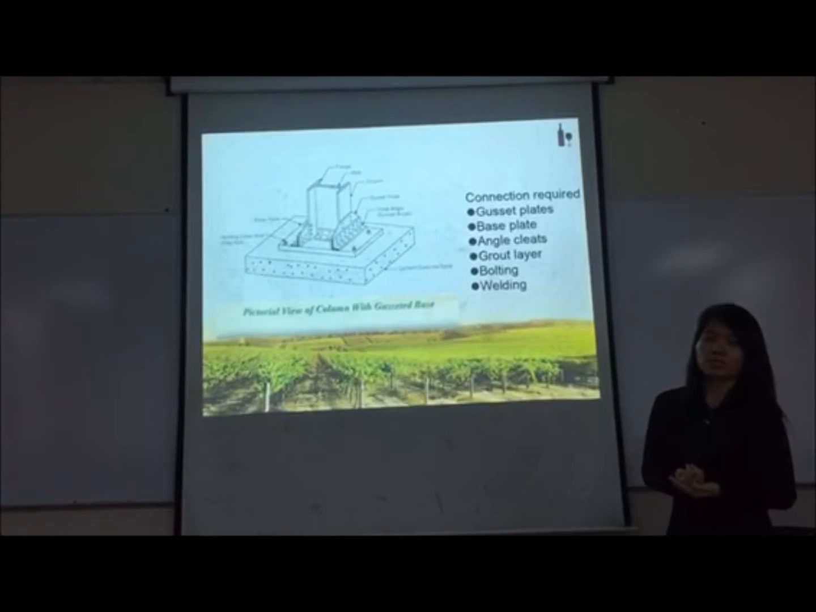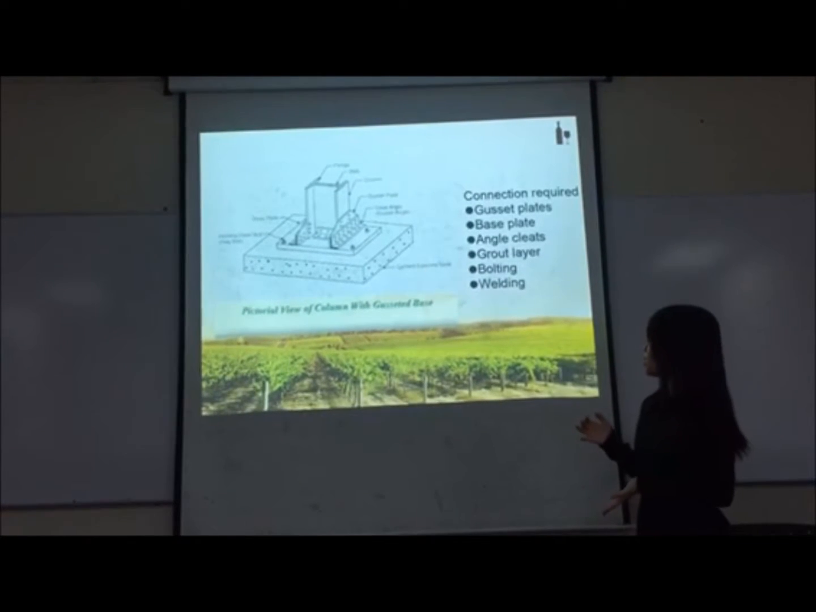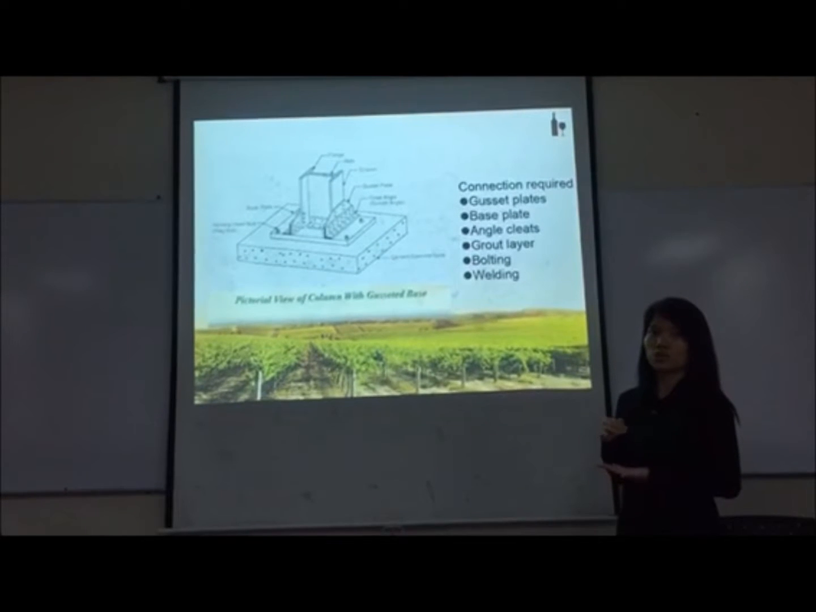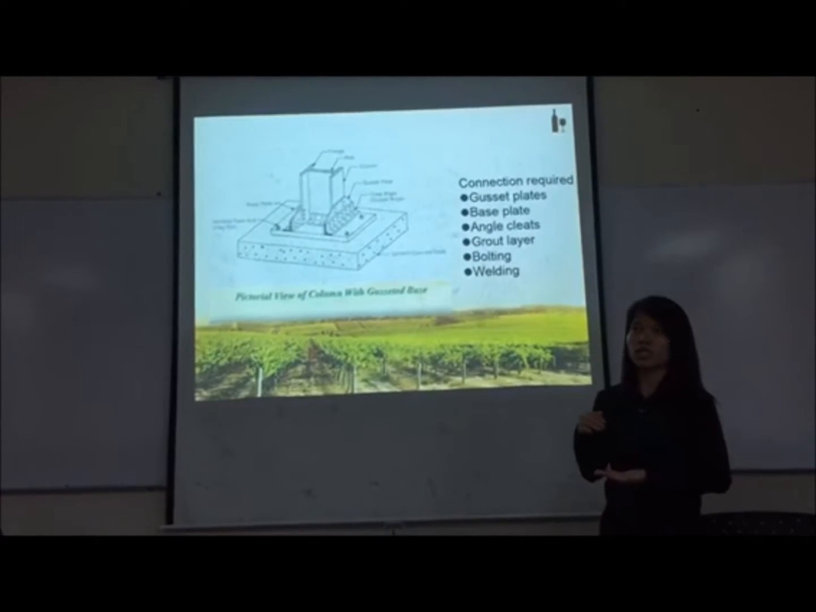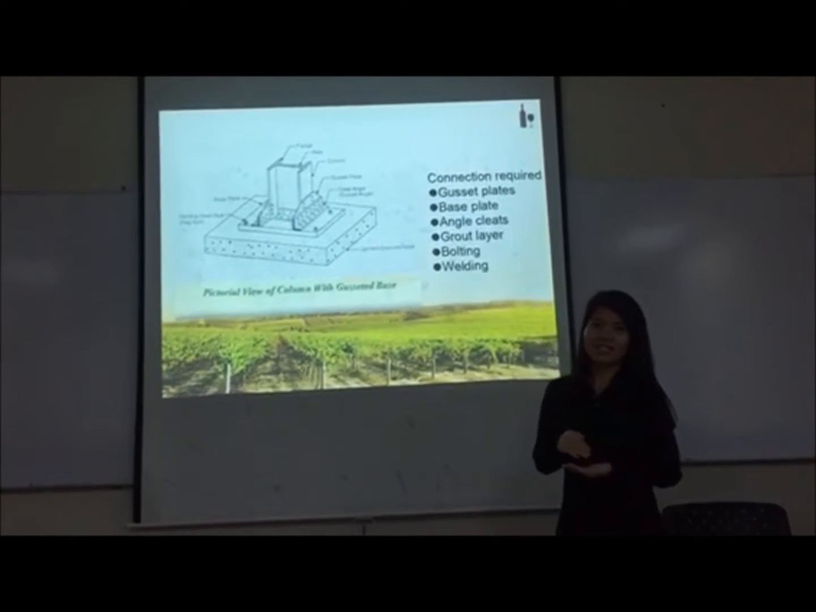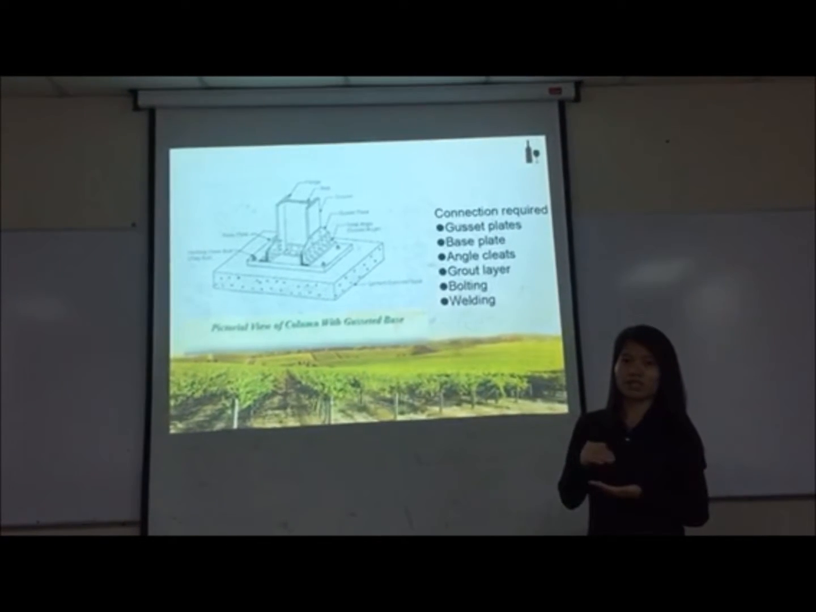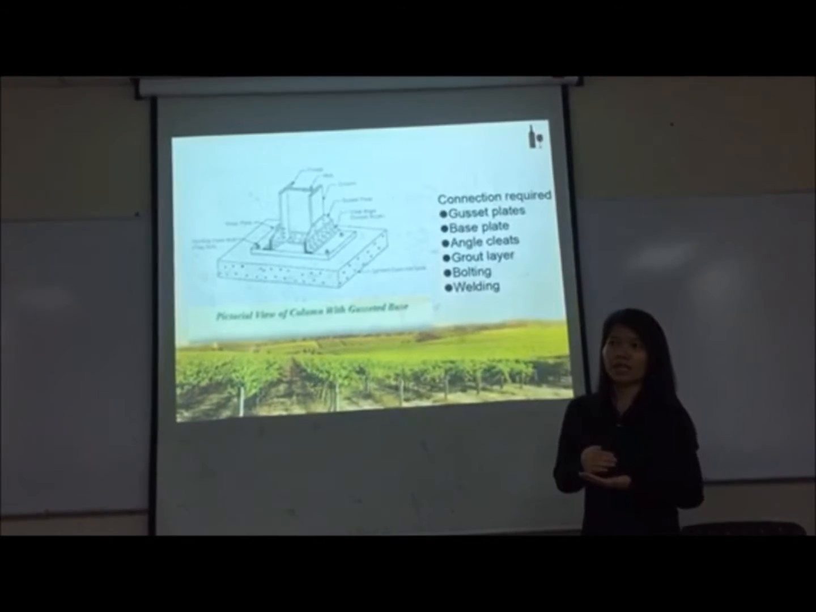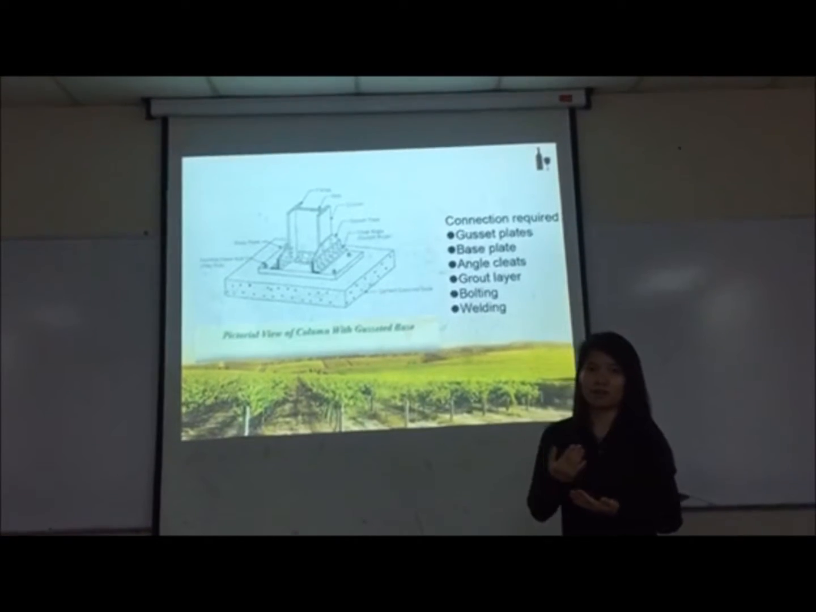The gusset plate will be attached to the side of the flange of the column, which is also attached to the base plate, and the angle cleats will be bolted to the base plate. The grout layer will be injected into the gap between the foundations and the column to prevent any air and water from penetrating inside the foundations.